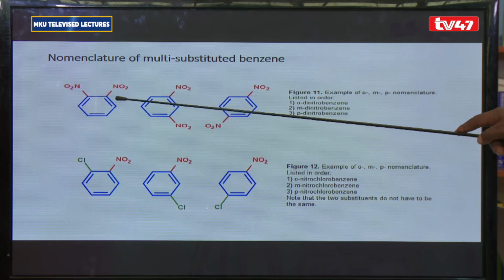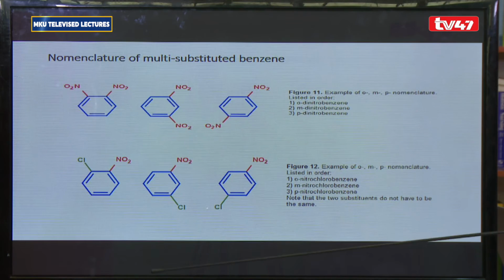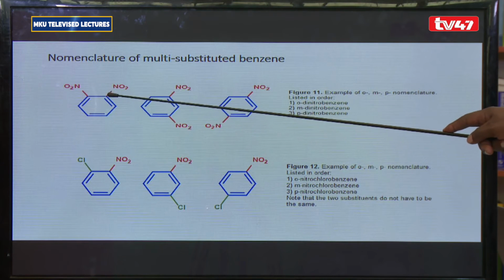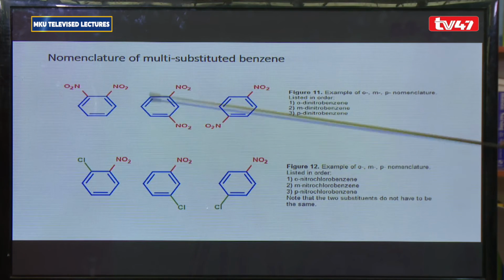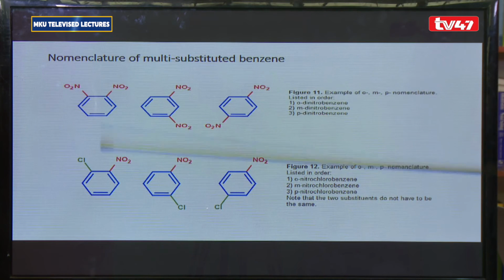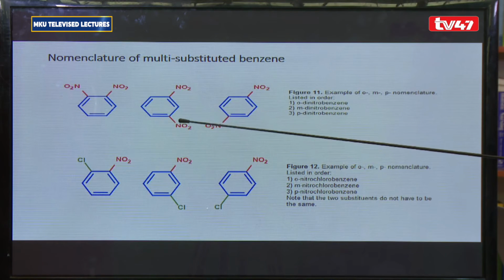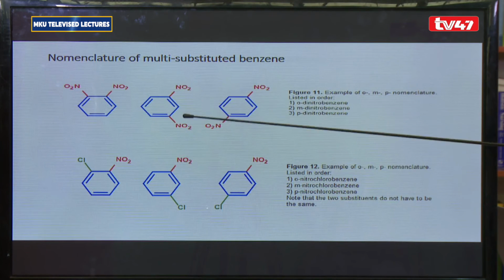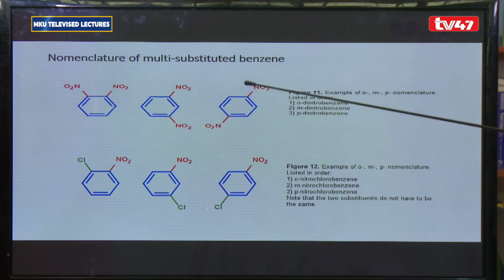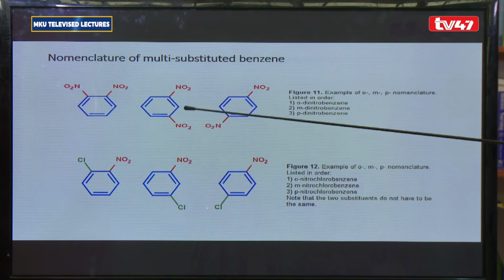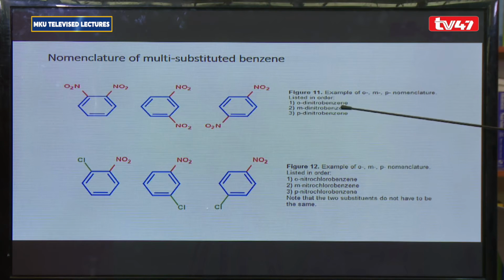So this one would be 1,2-dinitrobenzene or ortho-dinitrobenzene, meaning that the nitro groups are ortho to one another. This one is at position 3. So this place is what we call meta. The groups are meta. So you can either say 1,3-dinitrobenzene or, more preferred, meta-dinitrobenzene, because we are saying simply they are meta to one another, and so on.